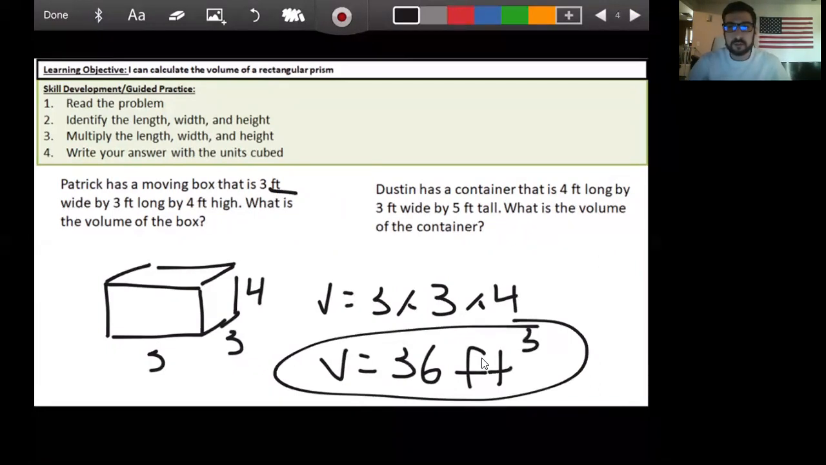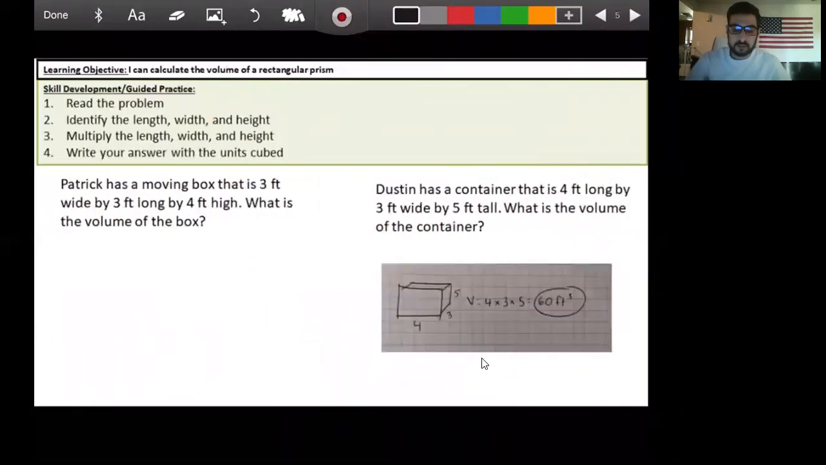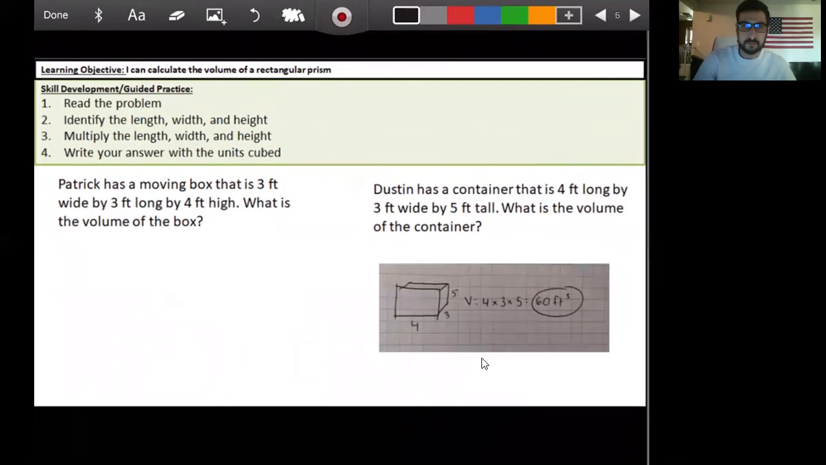Go ahead and work on the one on the right. Pause your video and then unpause it when you're done. You should have got a volume of 60 feet cubed. So if you just have 60 feet, you're not entirely correct. Your multiplication, everything was correct, but you need to make sure you have your units and have them cubed.